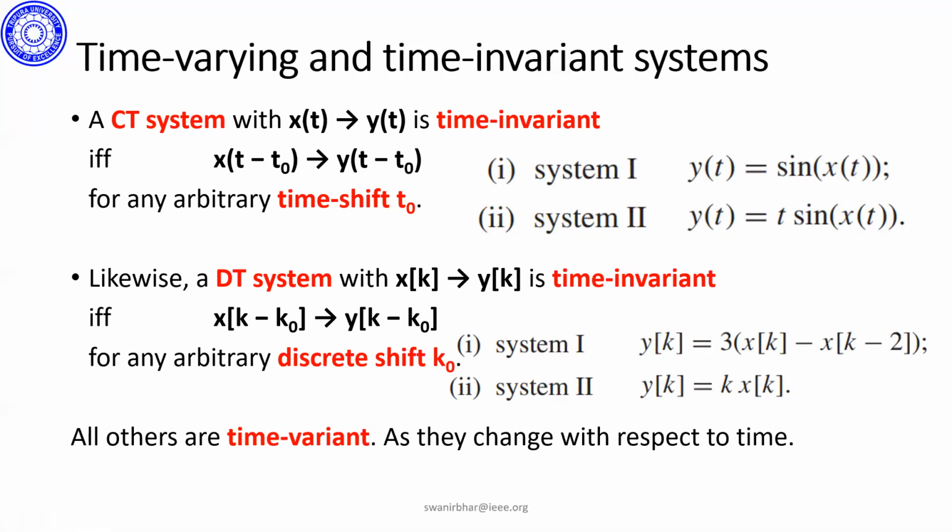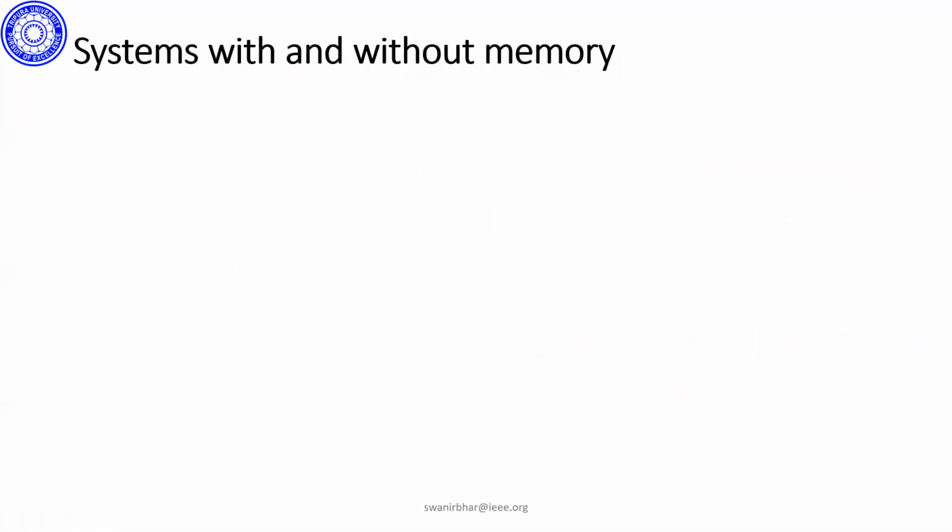The third type is systems with memory and without memory, or in short, they are called static and dynamic systems. The ones which are with memory are dynamic systems, and the systems without memory are static systems. Static means it doesn't change, and dynamic means it changes. It changes if it has memory. It doesn't change if it doesn't have memory.